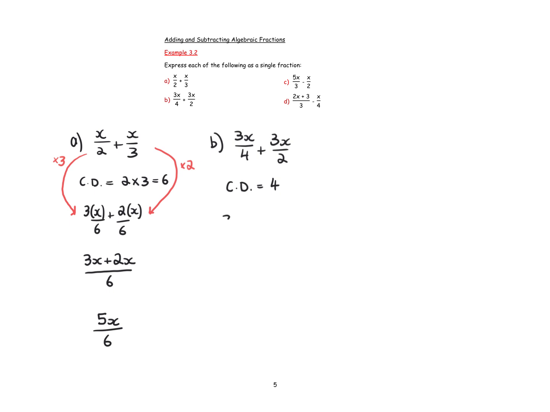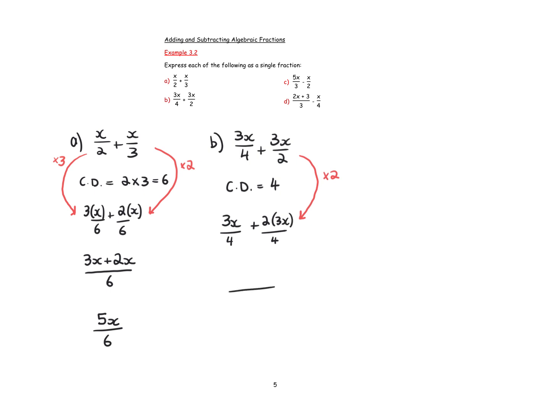Now the first fraction is already over 4, so we can leave that the way it is. But the new fraction is going to be over 4, and we can change the second fraction to the new fraction by seeing what we did to make it 4. So we would have had to multiply the 2 by 2 to make it 4. That means on the top we need to multiply the 3x by 2 too.